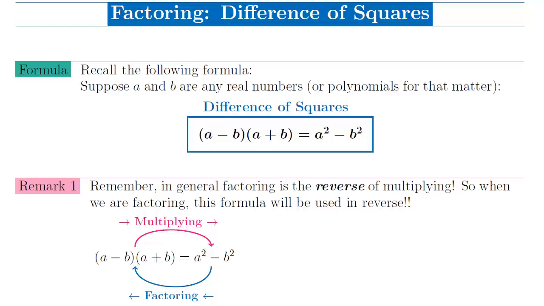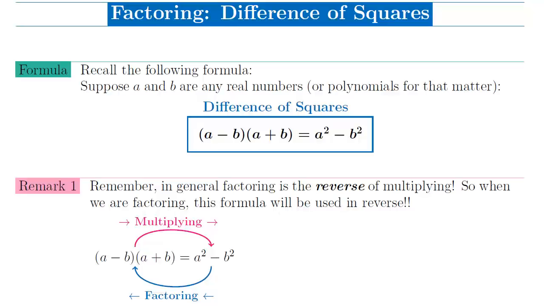The next topic in our factoring module is about using the difference of squares formula. If you recall, when you learned to multiply polynomials, you probably saw the formula that says when you multiply a minus b times the quantity a plus b, it turns into the binomial a squared minus b squared. This is called the difference of squares formula.